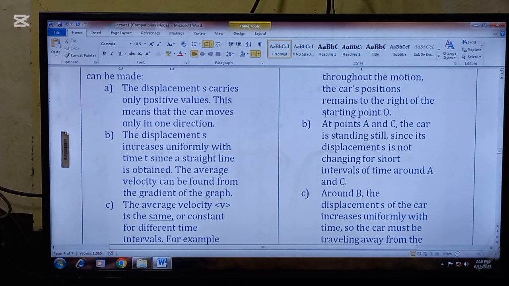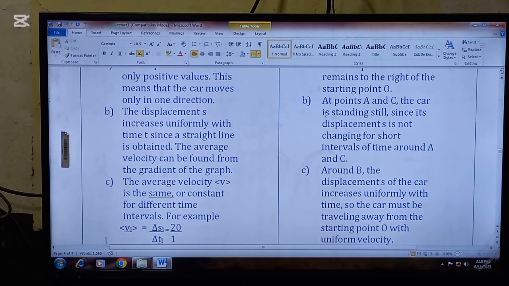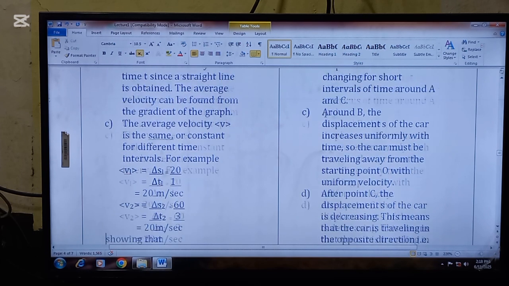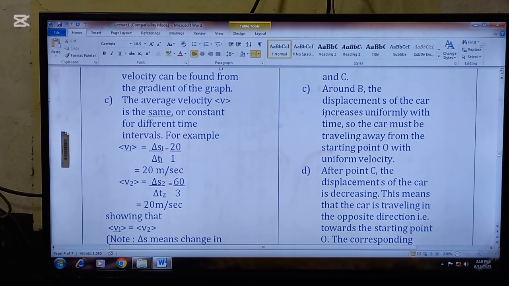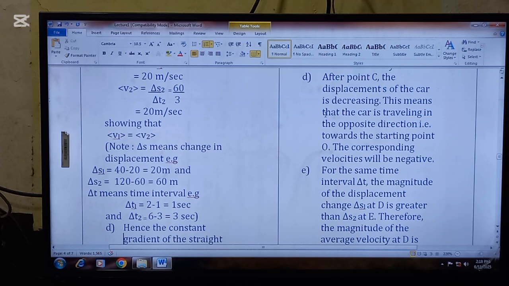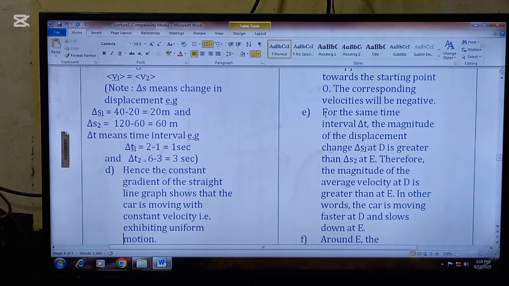The next deduction is that the average velocity is the same or constant for different time intervals. For example, if we find the gradient at different time intervals, the velocity will be the same. So it shows v1 is equal to v2. Hence, the constant gradient of the straight line graph shows that the car is moving with constant velocity, that is, exhibiting uniform motion.